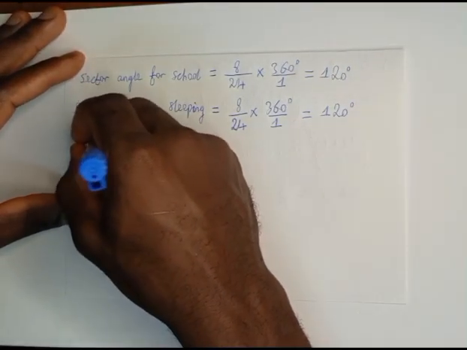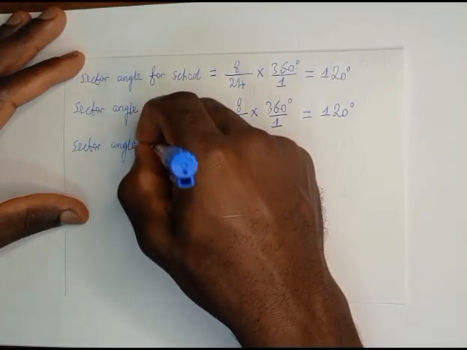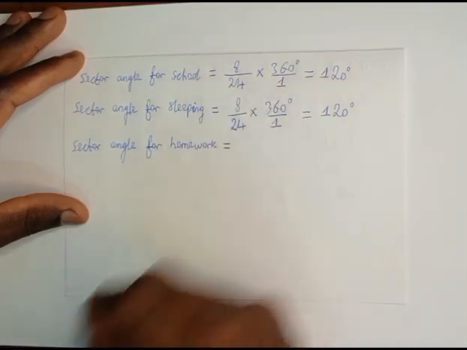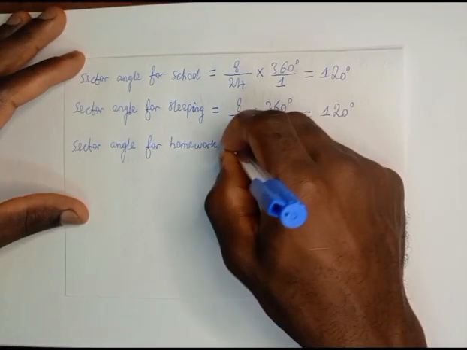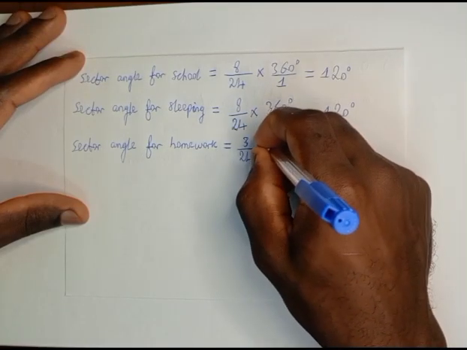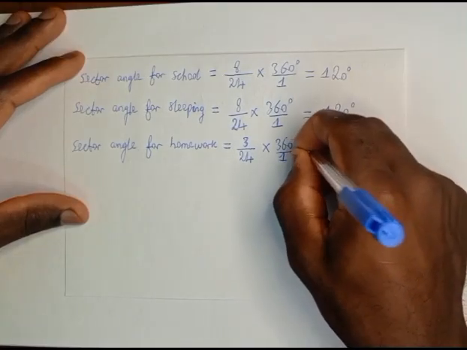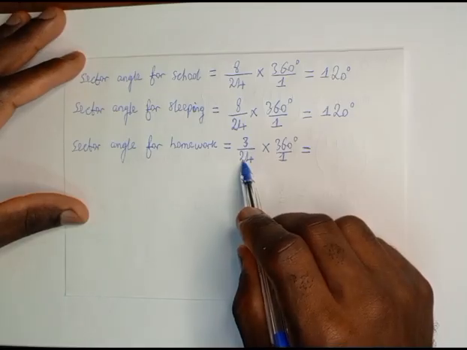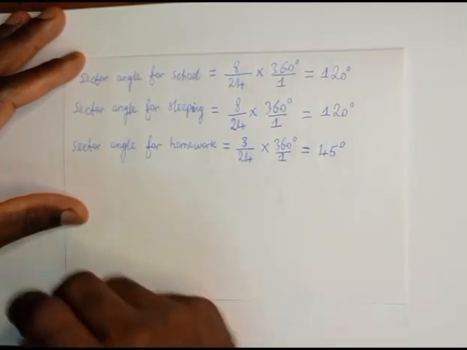Next, we need the sector angle for homework. This will simply be equal to, we are going to divide the frequency for homework, which is 3, by the total frequency 24. Then we multiply this by 360 degrees over 1. This will be equal to 360 divided by 24 gives us 15. 15 times 3 gives us 45 degrees.